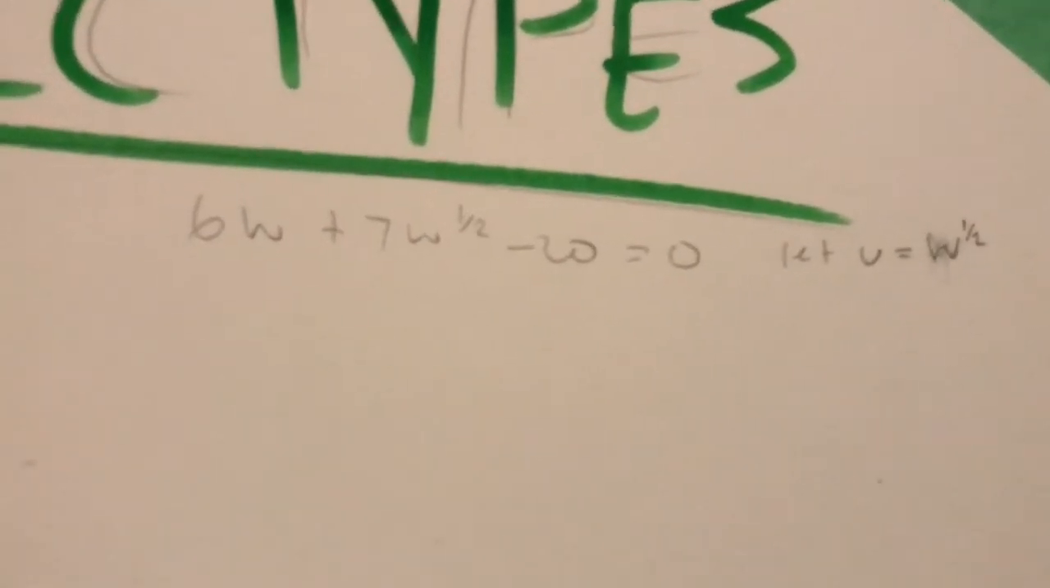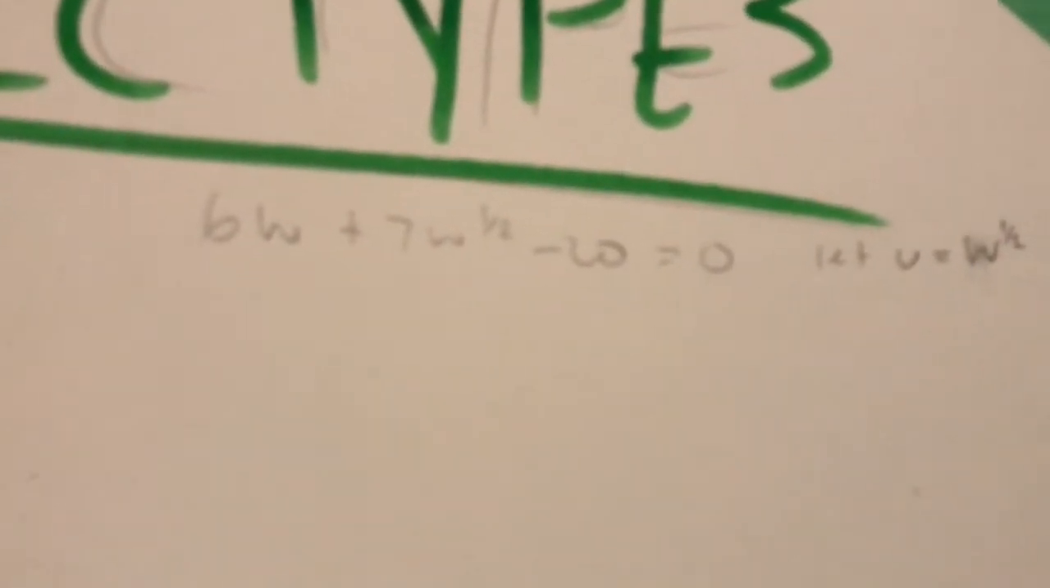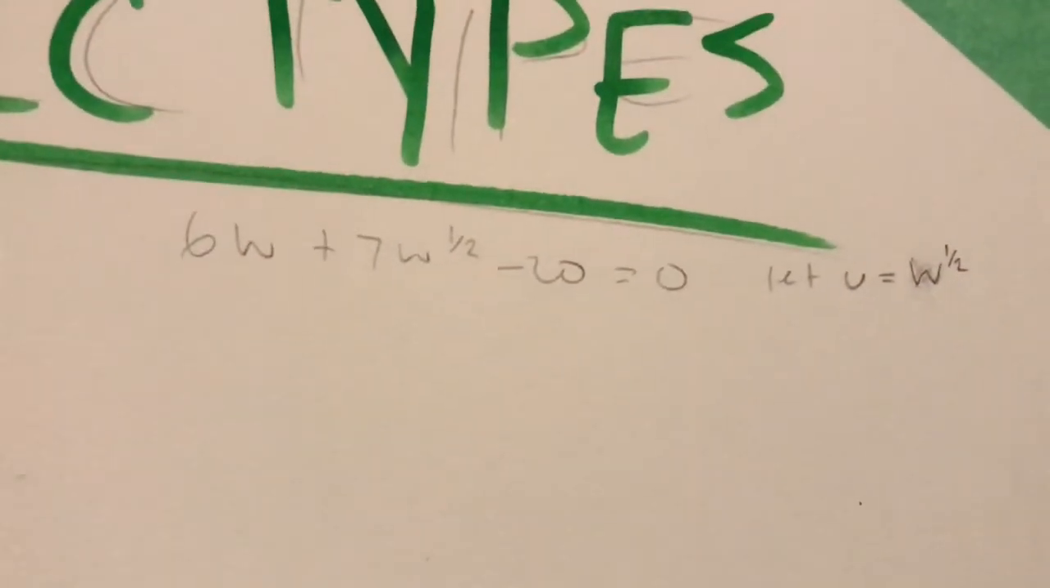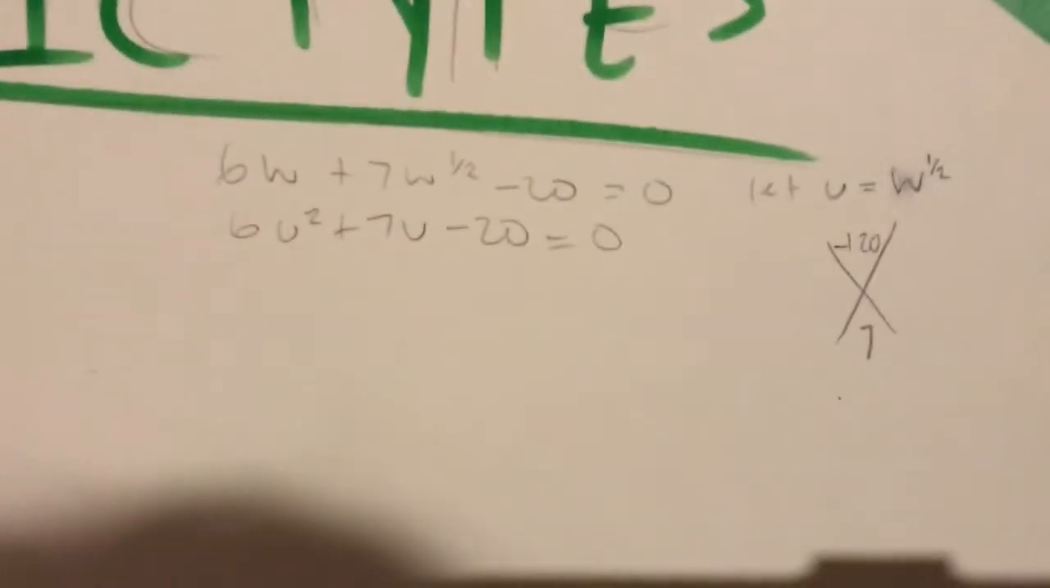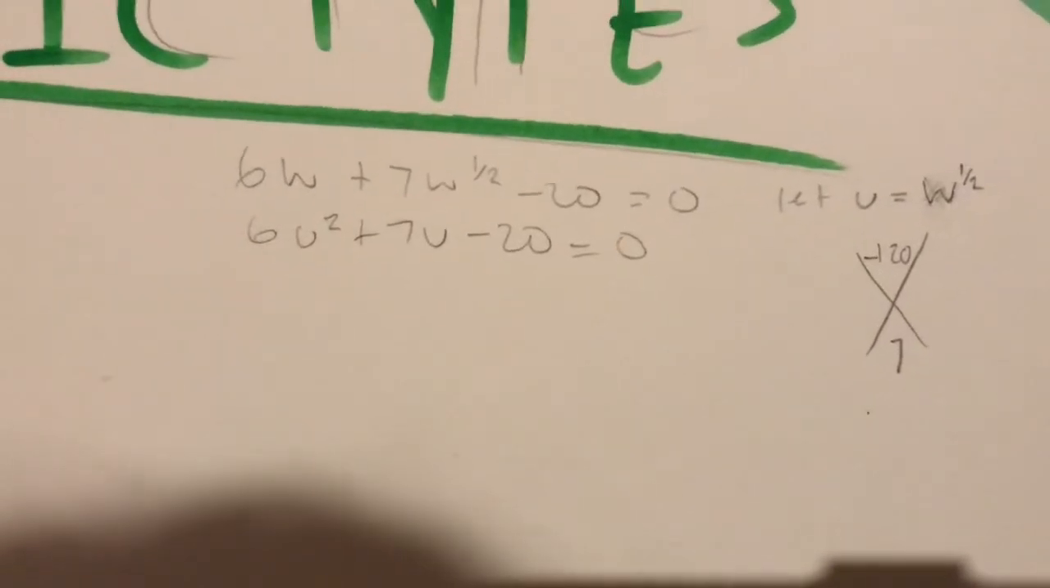Next problem. 6w plus 7w to the 1/2 minus 20 equals 0. So we're going to let u equal w to the 1/2. Alright, since we've done one of these now, tell me what the first step is. You would get 6u squared plus 7u minus 20 equals 0. Yes. Now that we got 6u squared plus 7u minus 20 equals 0, what is a factor pair that multiplies to be -120 and adds to be 7?